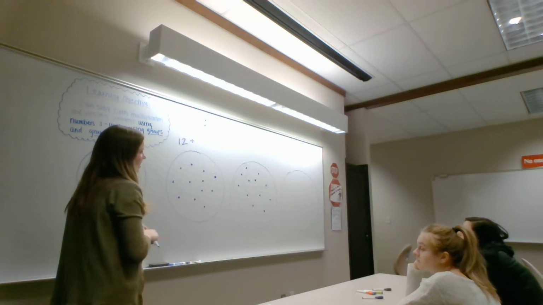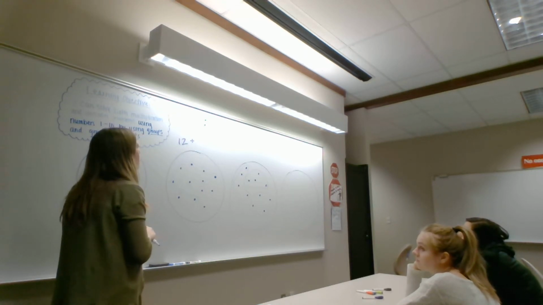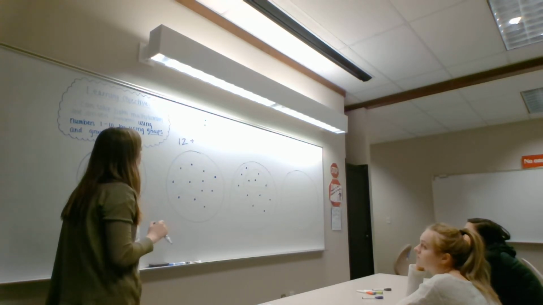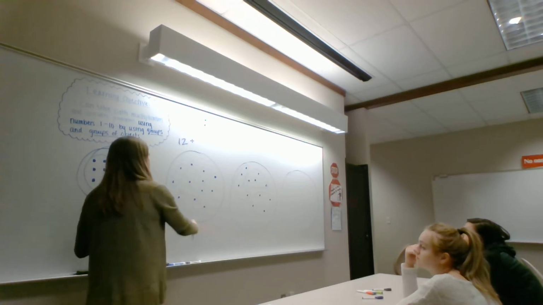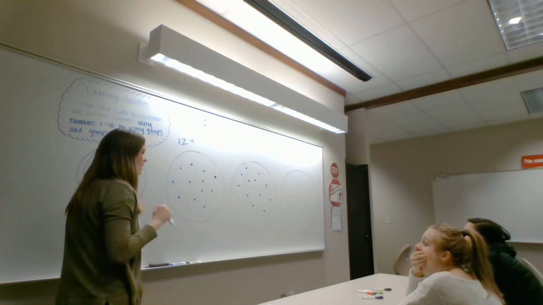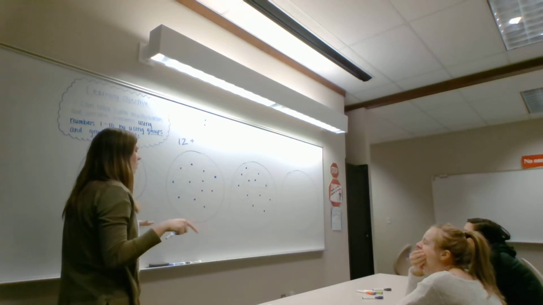And 12 is the bigger number. That's the whole. Oh, very good observation, Mackenzie. Okay, so what do you think should go first? Should we put the number that represents the groups of dots or the number that represents the number of objects in each group? Something we talked about last week.